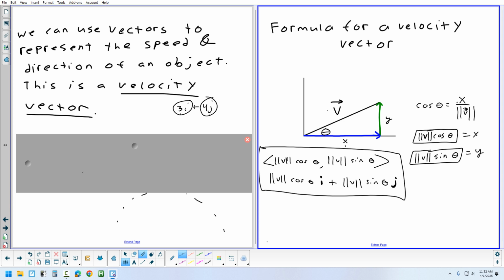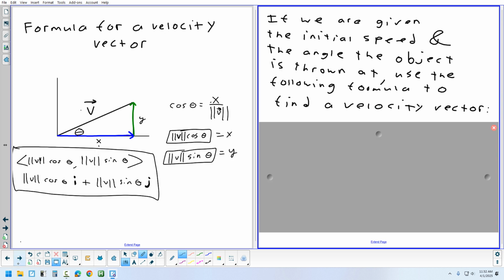So what does the magnitude of v and the theta represent? Well, when you're doing a word problem, the magnitude of v, that's the length of the vector, that's the speed that the object was thrown at. So the initial speed is your magnitude of v, and theta, that is the angle the object is thrown at.